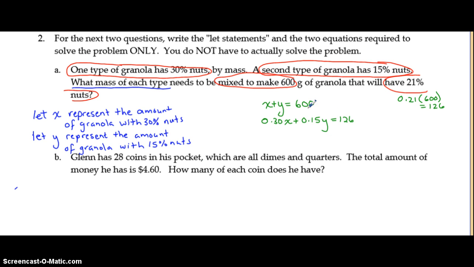Alright, here's what your two equations should look like. The first equation, x plus y, so the two amounts of granola should total 600 grams. The second equation is the one that gets a little tricky, and you're probably wondering where this number comes from. But we have 30% of the first type of granola plus 15% of the second type of granola. And because we are mixing the amount of nuts, it has to equal 21% nuts of the third quantity. So that's 126. So the first equation is relating the amount of granola. The second equation is relating the amount of nuts.